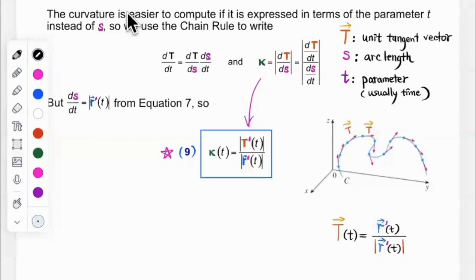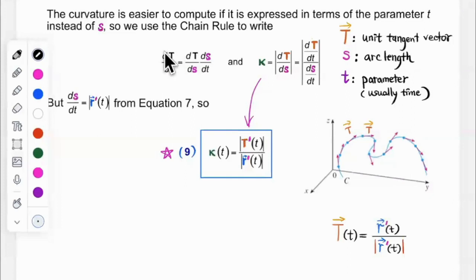Now the curvature is easier to compute if it is expressed in terms of the parameter t, okay, instead of the arc length s. We can use the chain rule to write this.